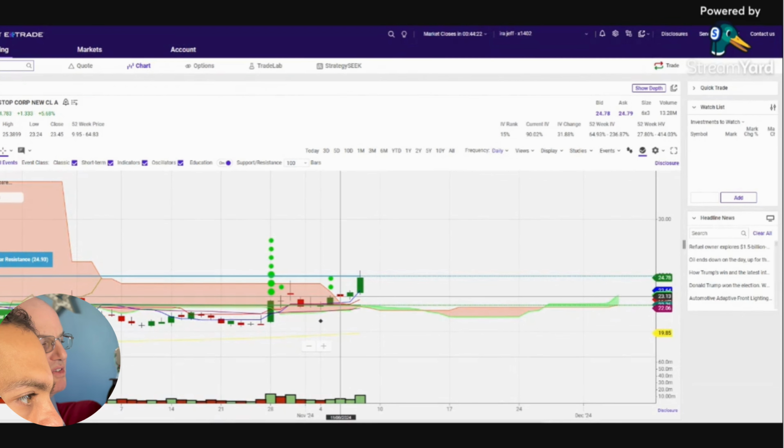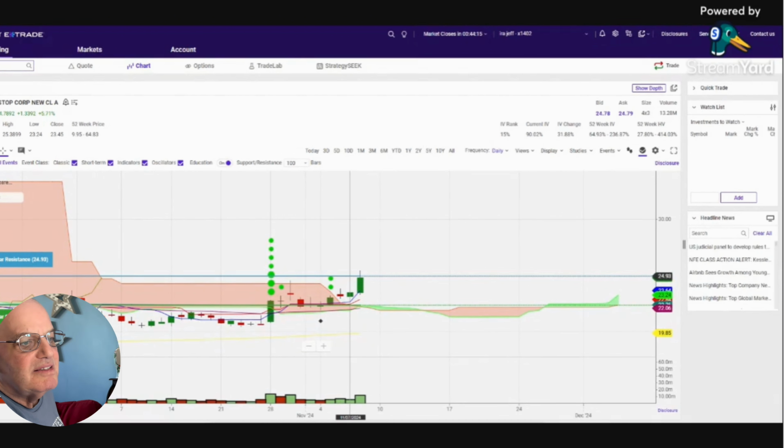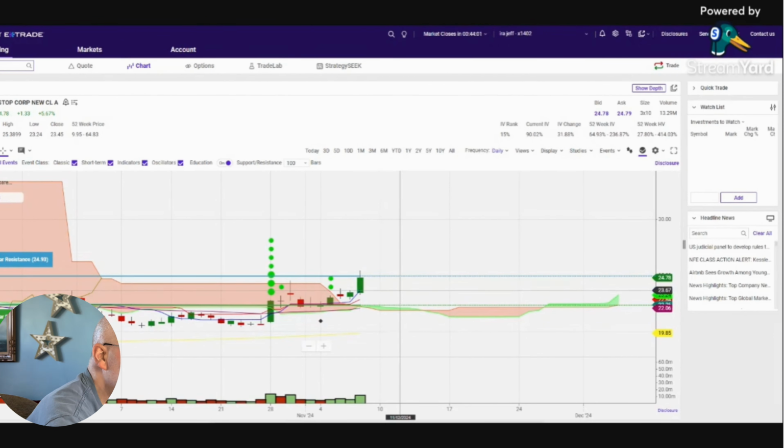How many dollars? Look at the difference yesterday, from 23.13 to 24.79. So what is that in round numbers? $1.80, $1.70 or something. So on 100 shares in a day, for round number purposes, easy numbers, 150 without taking the time with the calculator.